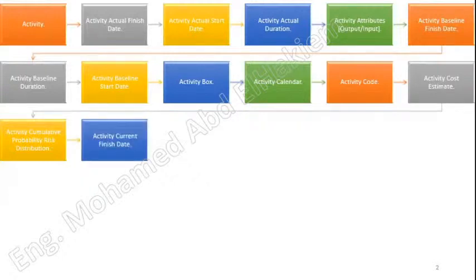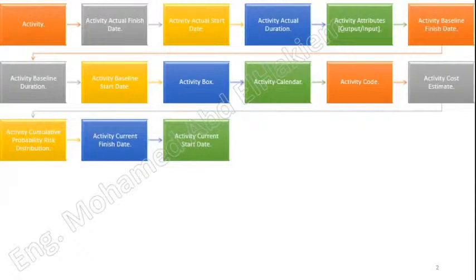Activity current finish date. The current estimate of the point in time when the schedule activity will be completed, where the estimate reflects any reported work progress. See also activity scheduled finish date, activity baseline finish date, current finish date.